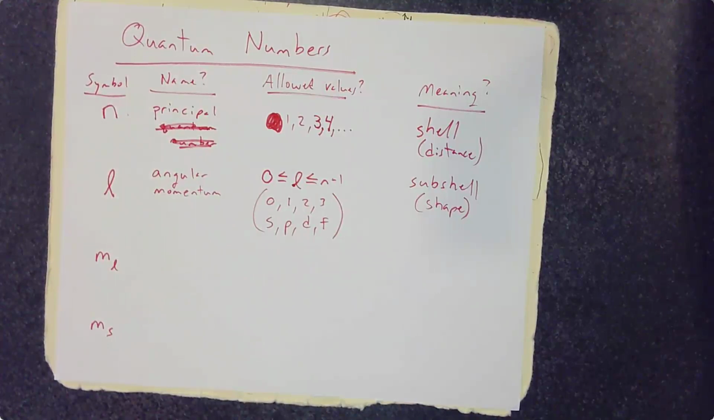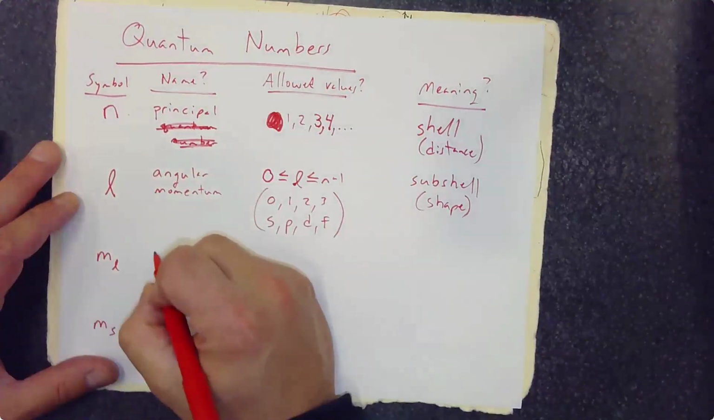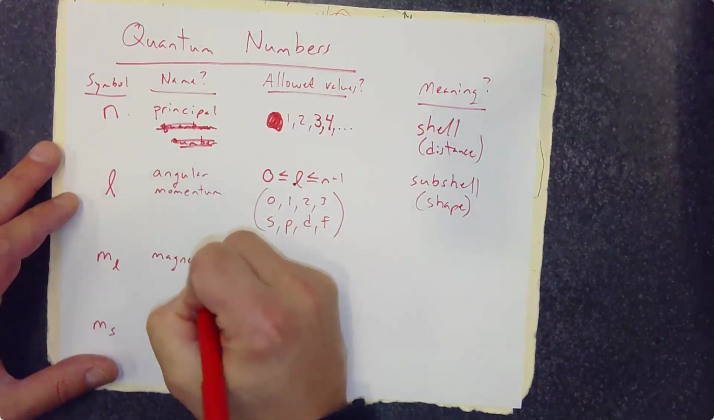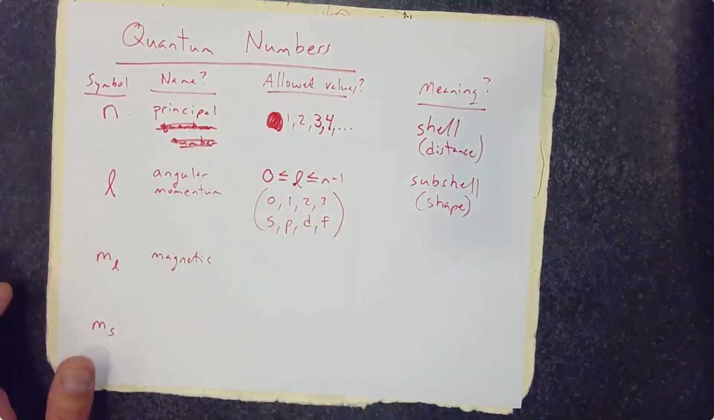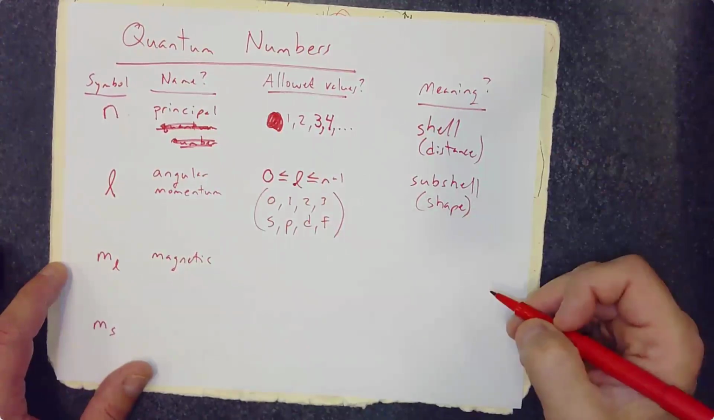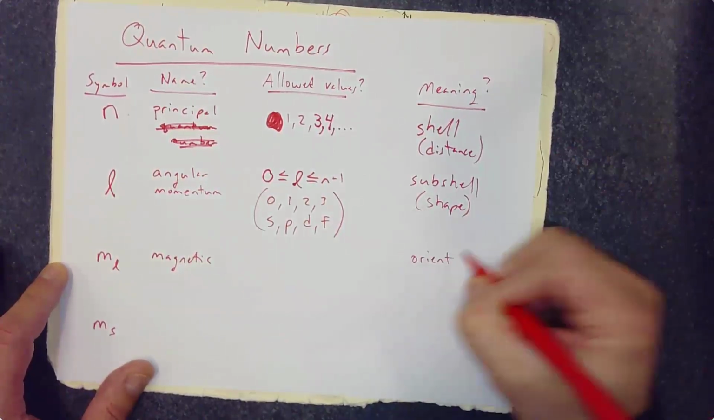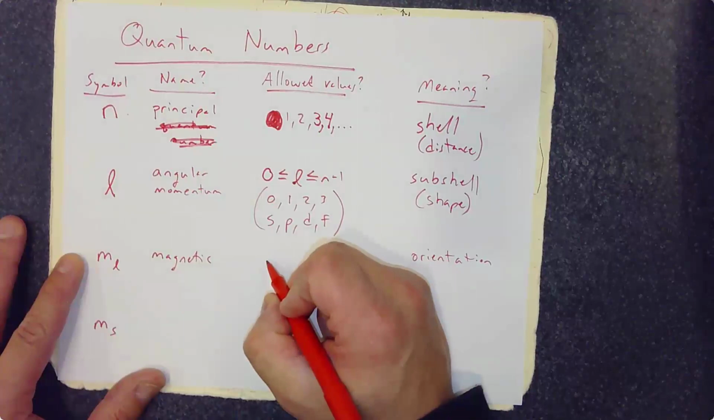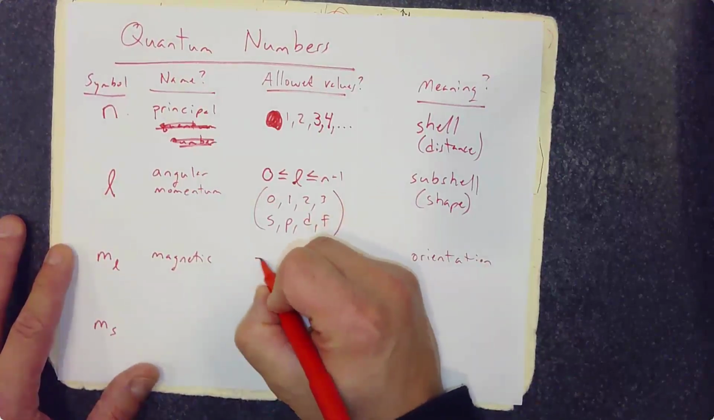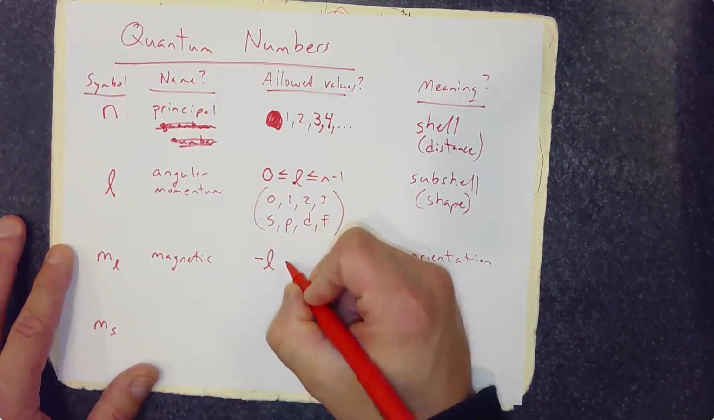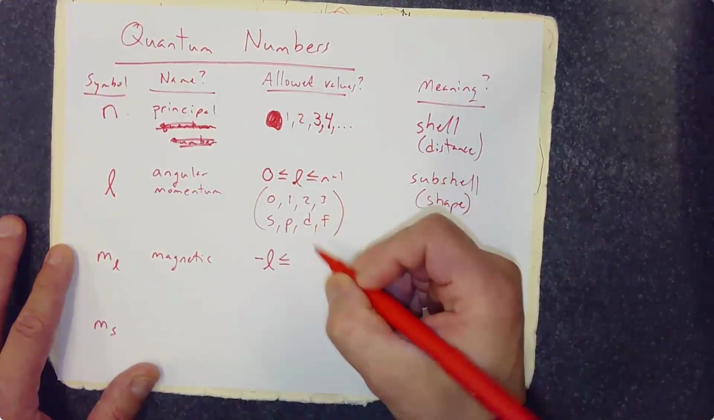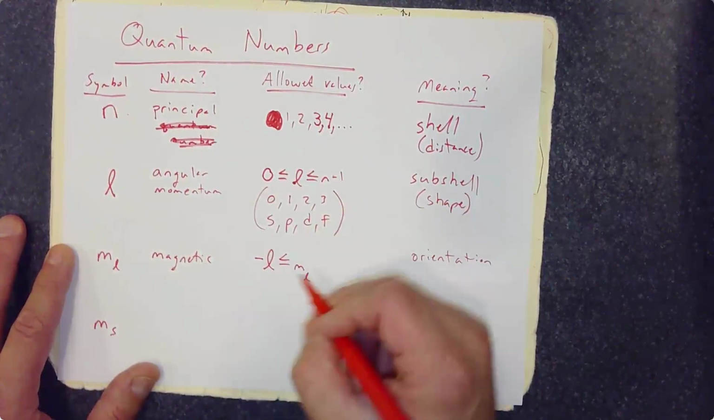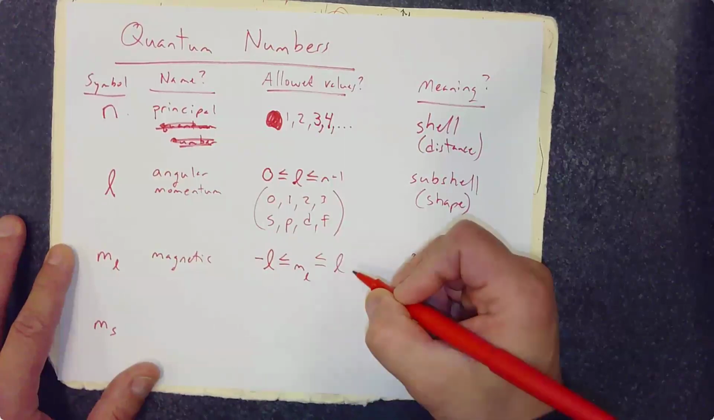The next one is going to be m sub L, our magnetic quantum number, which I just said is the direction or orientation. So this can have values that range from negative L to positive L. m sub L is going to be greater than or equal to negative L, and less than or equal to positive L.